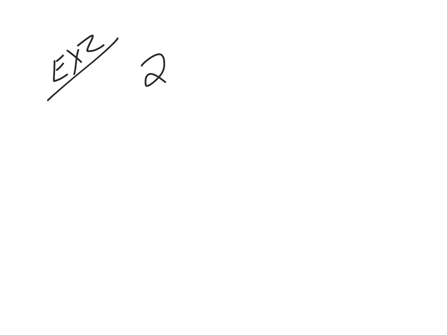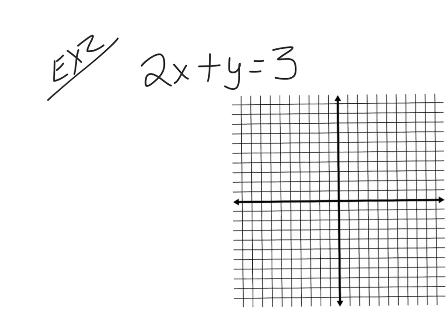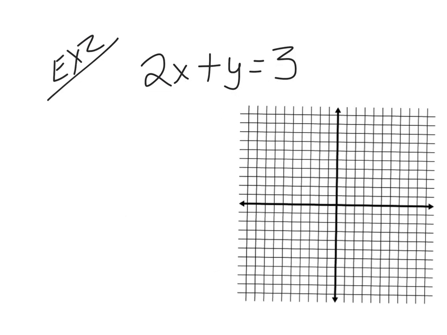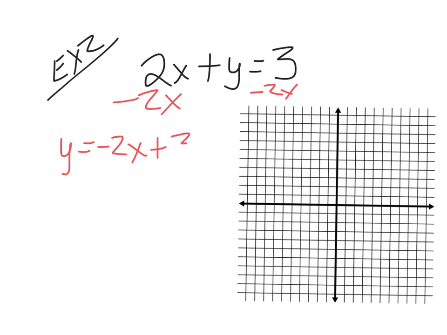We're going to graph the equation 2x plus y equals 3. So when I'm going to graph, what is my first step? Try to find the y first? Yeah, but the easiest thing is to put it into slope-intercept form first, right? Yes, minus 2x from both sides. So I get y equals negative 2x plus 3. Now I can graph it very easily.